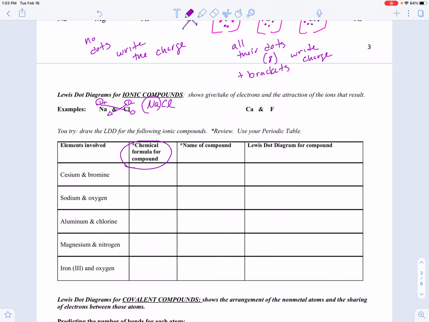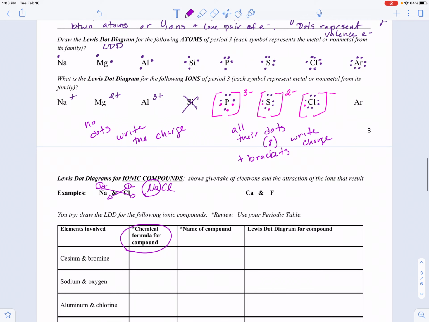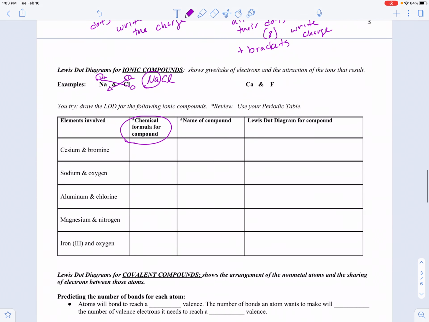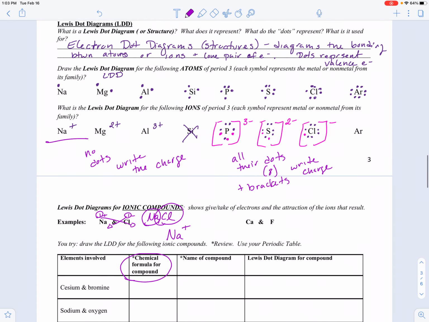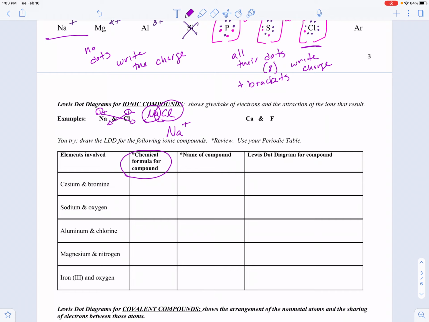The first thing I'll do is write the Lewis dot structure for sodium. I can see up here that it's no dots and a plus sign, and I have only 1 of them. So I'm going to write Na and then the plus sign, because that is the Lewis dot diagram for sodium. And then I'm going to draw the Lewis dot structure for chlorine. I can see over here that it's all of the dots, and now it has a minus charge. Don't forget the brackets. So it's going to be Cl, all 8 dots, because remember, it has a full valence shell now, and it's negatively charged. So this is the Lewis dot diagram for sodium chloride.